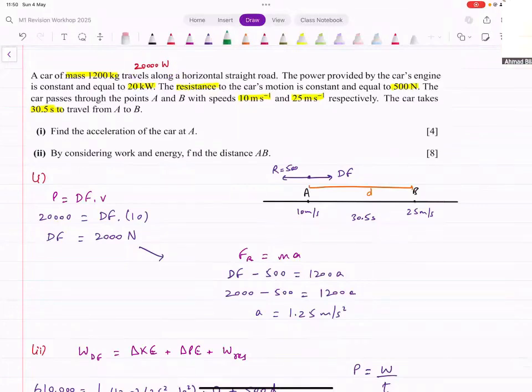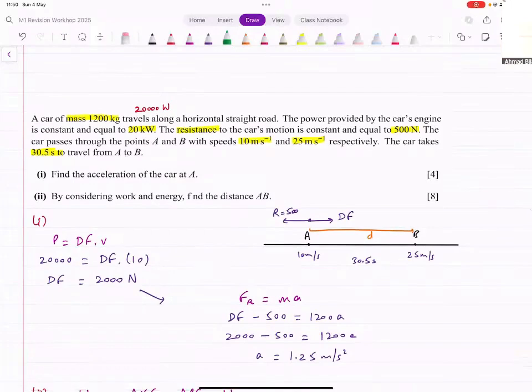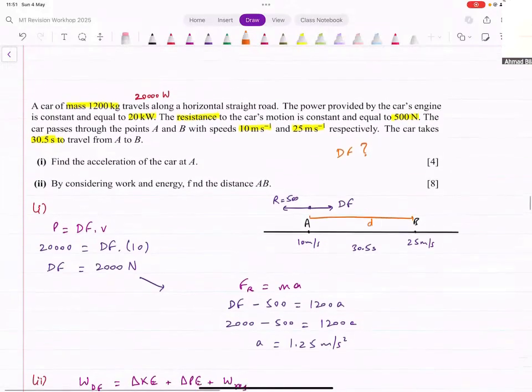The resistance to the car's motion is constant, and it's equal to 500 Newton. The car passes through the points A and B with these speeds. Find the acceleration of the car at A. Now, how do you find that? Power is constant. The resistance is also constant. Do we know anything about driving force? Is the driving force constant? We don't know that. So we cannot assume that we can use constant acceleration formulas here.